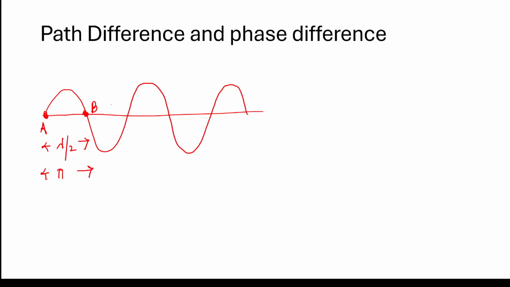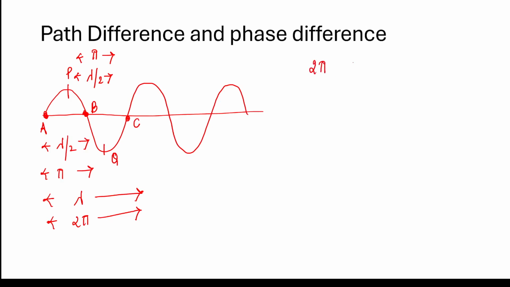Okay, let's see another particle. What about A and C? A and C have a path difference of one wavelength and a phase difference of 2 pi. Let's try another particle. Let's say a particle at P and a particle at Q. Now you try. What's the path difference? The path difference is lambda over 2 and a phase difference of pi. So remember this: a phase difference of 2 pi means a path difference of lambda.